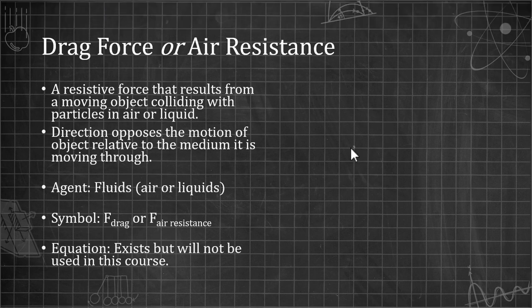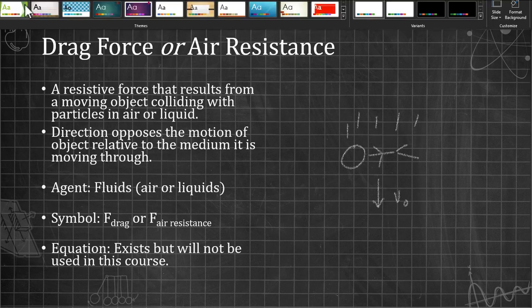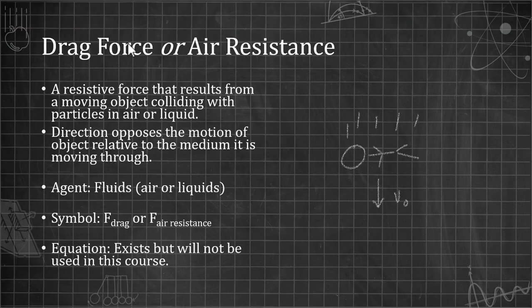So we have a drag force or air resistance force, which is a resistive force that results from moving through some medium, like a liquid or a gas, and we're colliding with those particles in that liquid or that gas. So the direction of this force is going to oppose the direction of motion through the medium, and our agents are gases or liquids. Our symbol will be F drag or F air resistance. And our equation does exist, but it won't be used in this particular course.